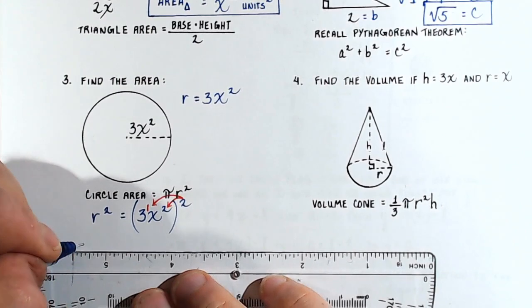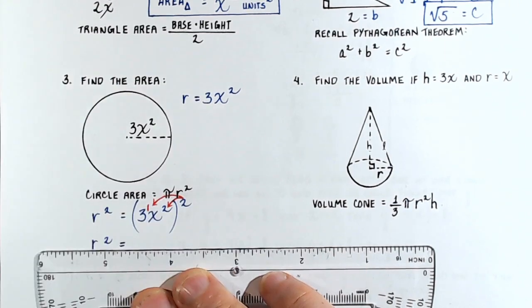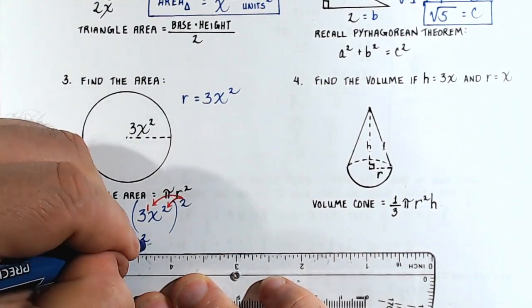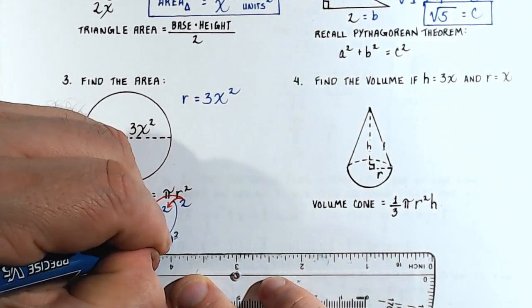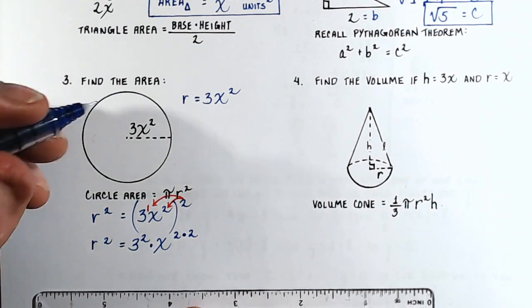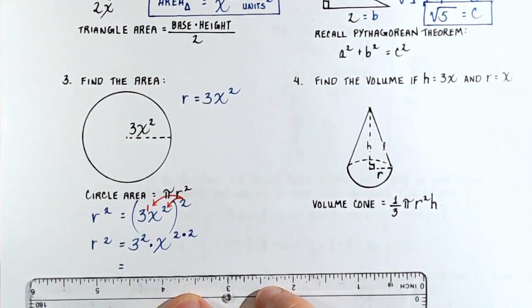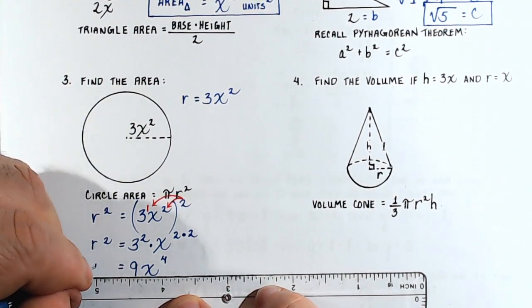So here r squared equals 3 squared times x to the 2 times 2. And that means that is equal to 3 squared is 9. 3 times 3 is 9. So 9x, 2 times 2 is 4. So 9x to the 4th power. And that's r squared.